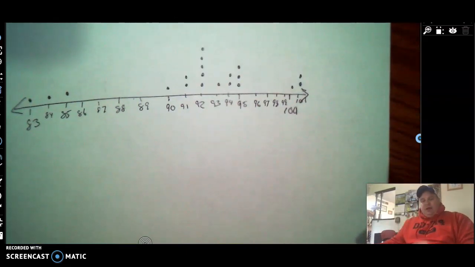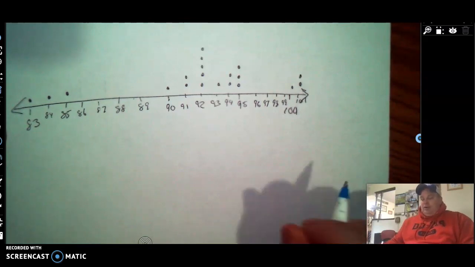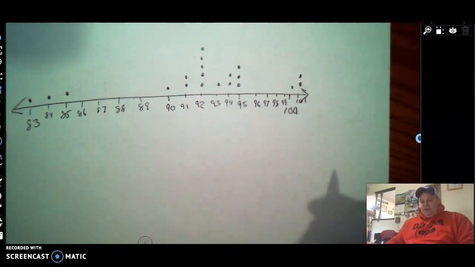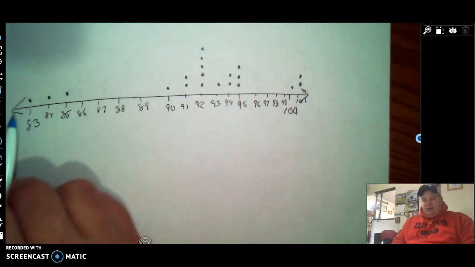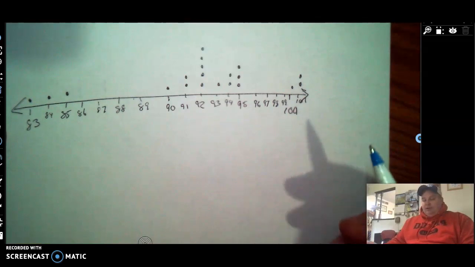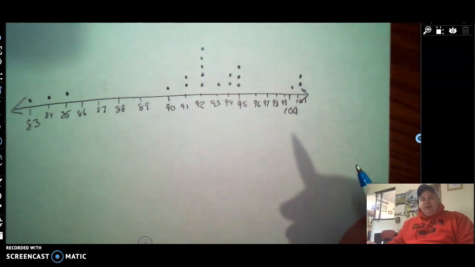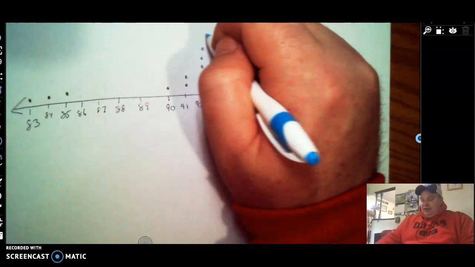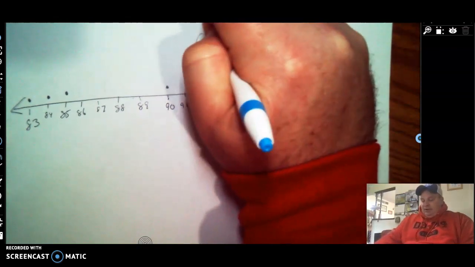Okay, if you're done with your dot plot, it should look something like this. Once again, you have to identify a couple of things. Down here, you might say there are some outliers. The next thing I want you to identify is your peak. Remember, the peak is the highest point. Yes, right here. This is our peak.